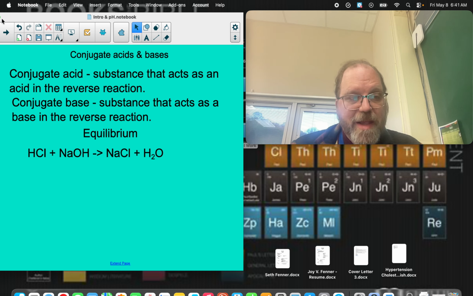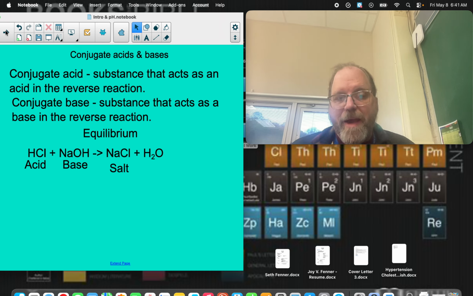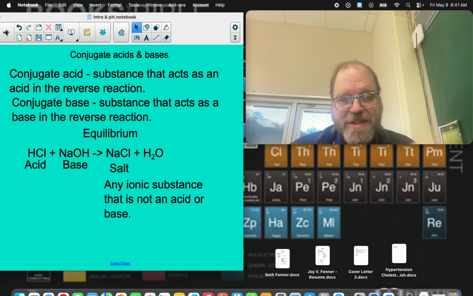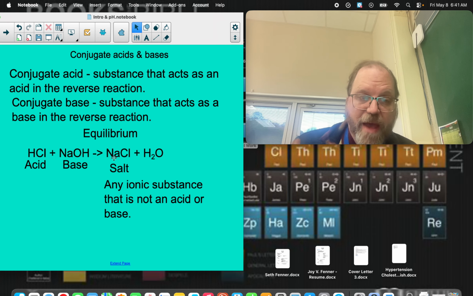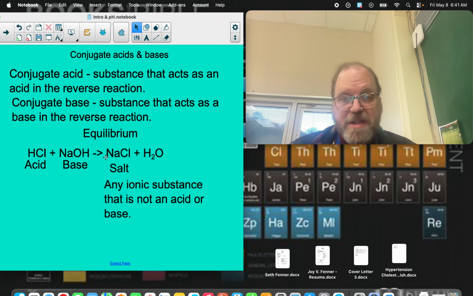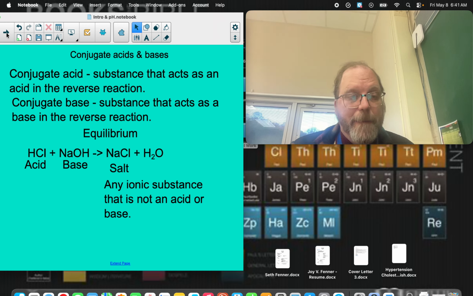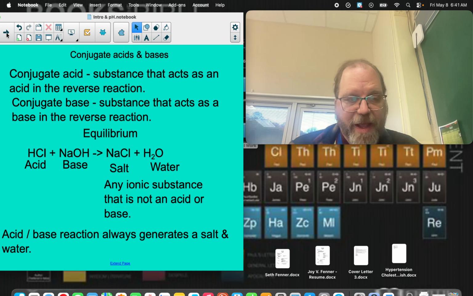My acid starts with an H over here, so this is my acid. Hydroxide, this is my base. NaCl is called my salt. Now, by definition, a salt is any ionic compound that is not an acid or base. So if you have a substance that's not acidic or basic in nature and is ionic, we call that a salt, and the other product is water. Any reaction of an acid and base is always going to generate a salt and water.